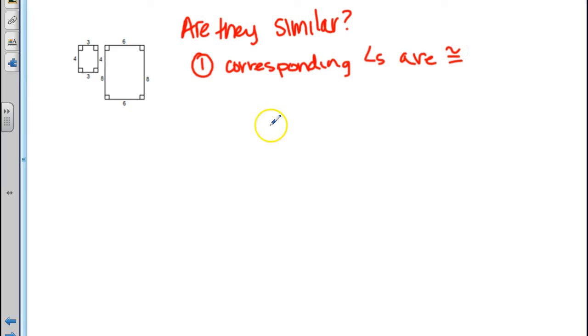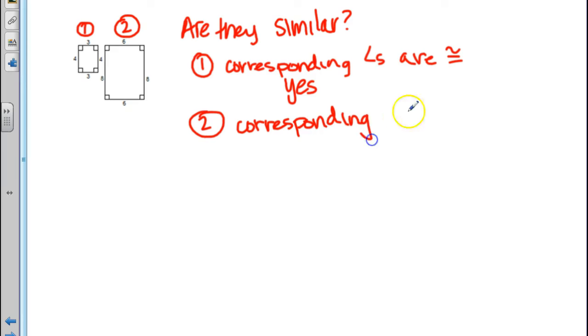Well, this is a rectangle. And all of the angles in figure number 1 are 90 degrees. All the angles in figure number 2 are 90 degrees. So the answer is yes. All right, now the question is, are corresponding sides proportional?